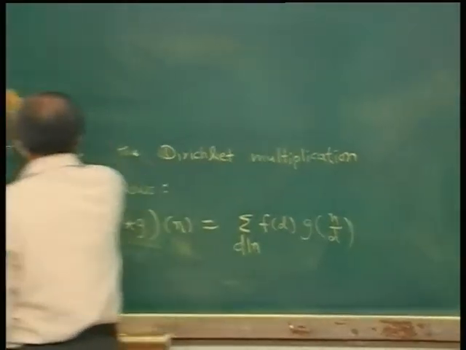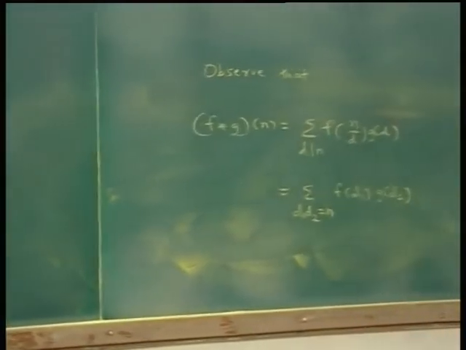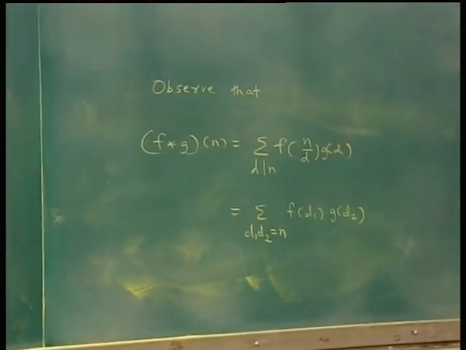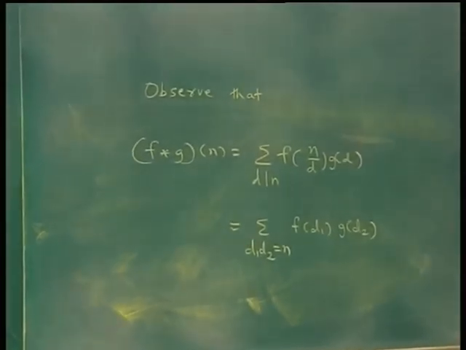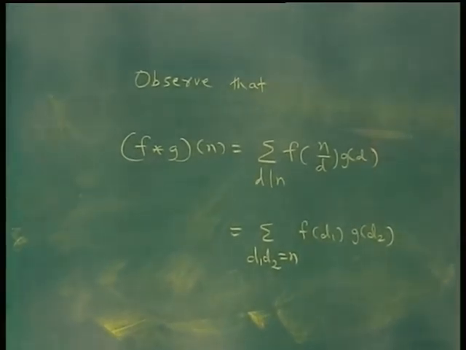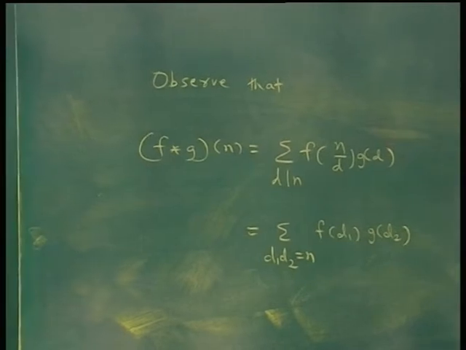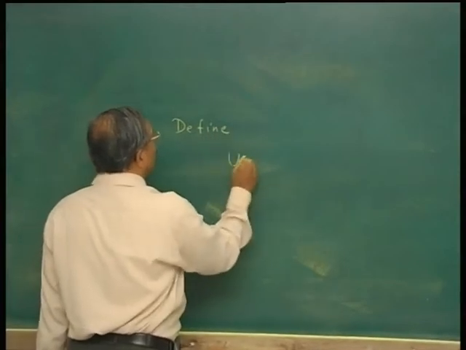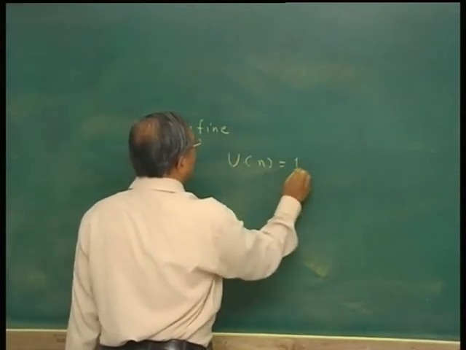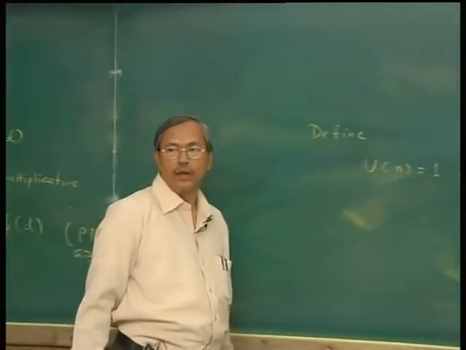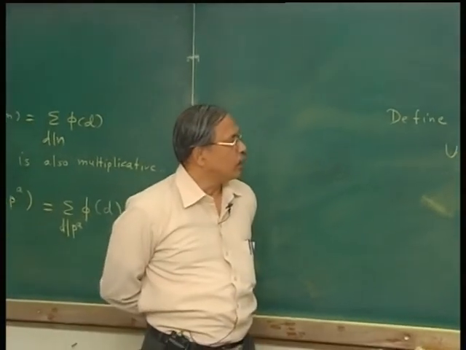And the previous thing that we considered can be understood as a particular case of this, that is getting capital F from small f. Let us see how that is a particular case of this. So define u of n equal to 1 for all n.